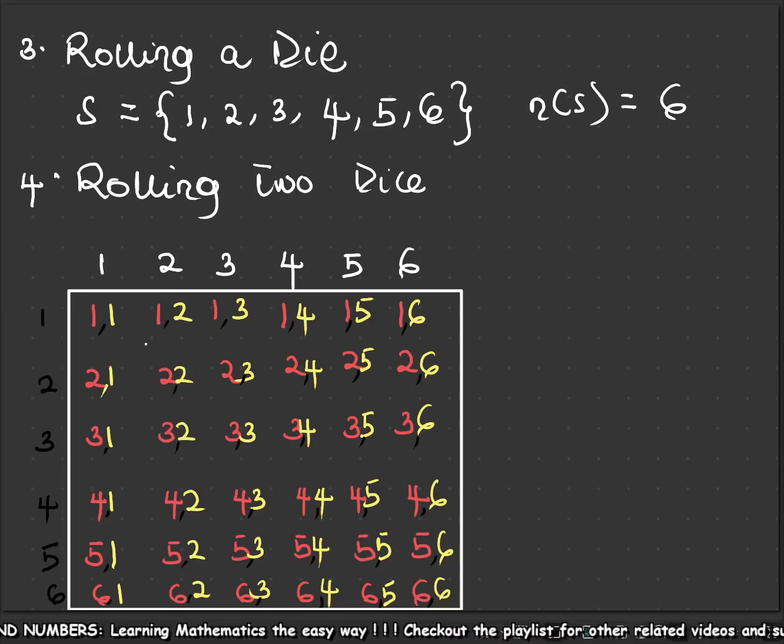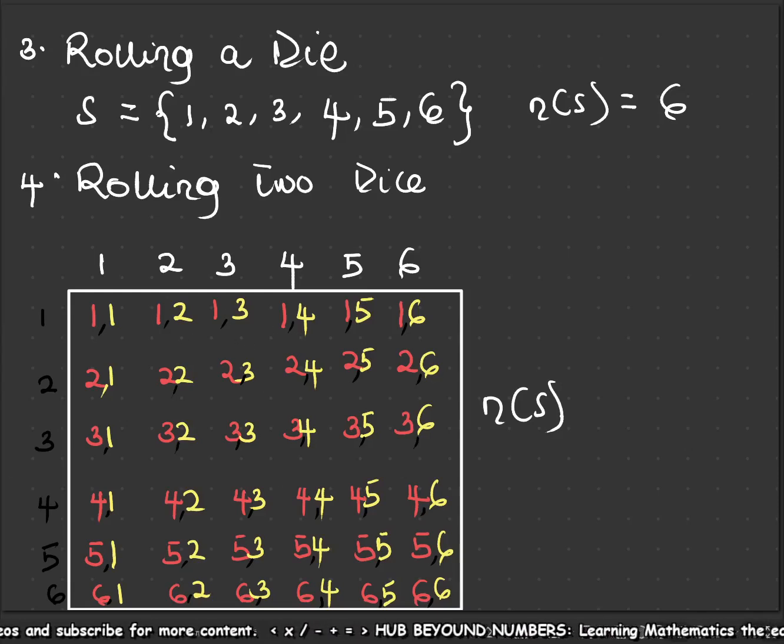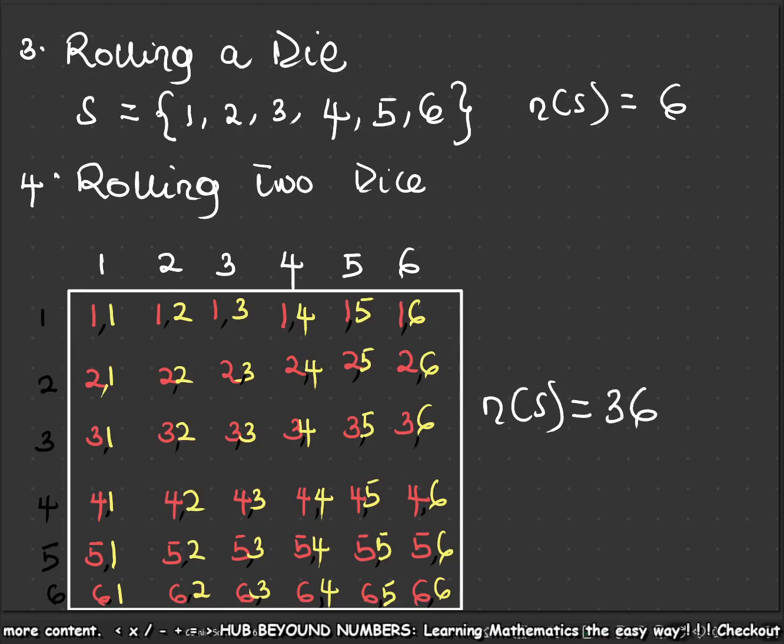Since it's too much, I wouldn't write it all down. But we can say that the cardinality of our sample space, that is the number of elements we have in the sample space, if you are counting all, is going to give you 36. So there are 36 elements. And from this, you can be asked any question at all.